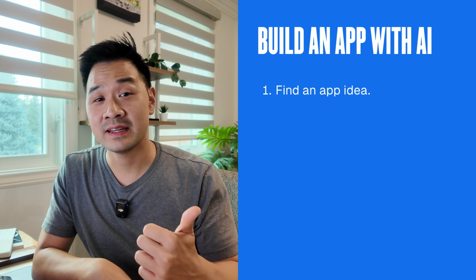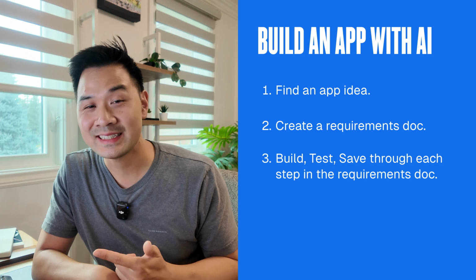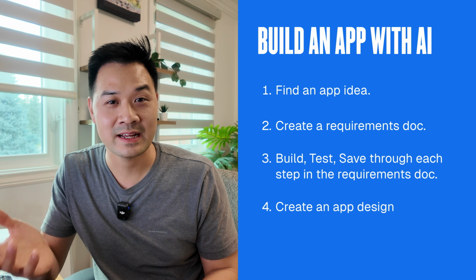Congratulations on finishing how to build an app with AI. Now you have everything you need. You know how to find app ideas, you know how to take that idea and create a requirements doc and how to build it inside Cursor using the BTS method. And number 3, you know how to create a unique app design and how to implement it. Now, after that, it's going to be about app marketing and getting users.